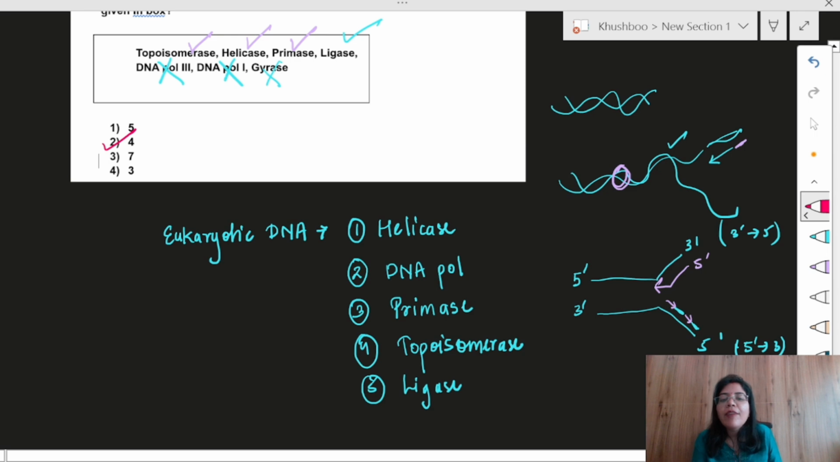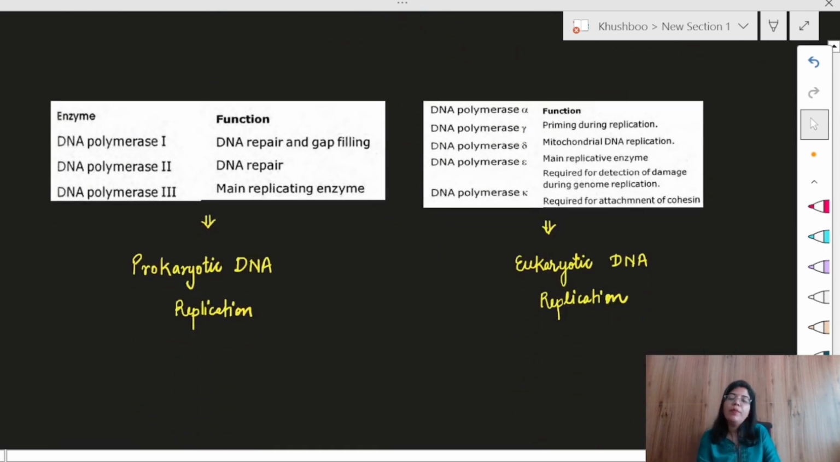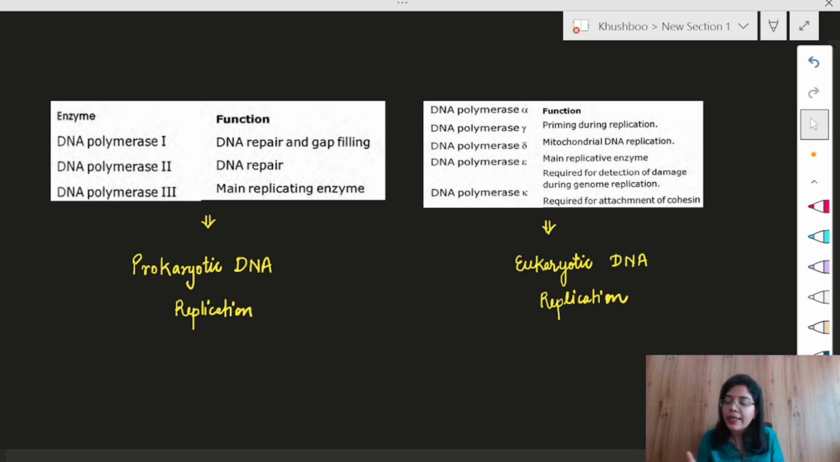Now, why I have not included DNA polymerase here? For that, you just see this table. It is not necessary for you to learn this table, but at least you should have an idea that if they give anything from here, you should be able to differentiate that this is not in prokaryote and this is not in eukaryotes, right? So 1, 2, and 3. These 3 different types of DNA polymerases are required in prokaryotic DNA replication, right? DNA polymerase 1 is for DNA repair and gap filling, okay, connecting Okazaki fragments, that is the meaning of gap filling.